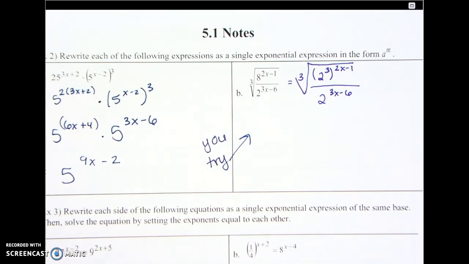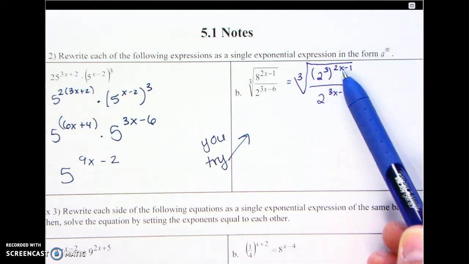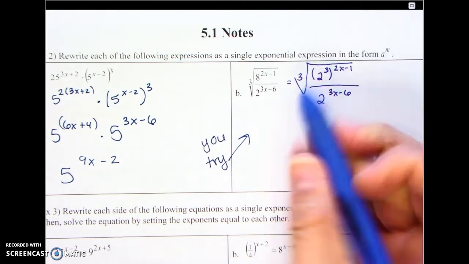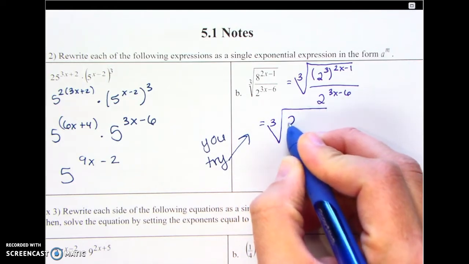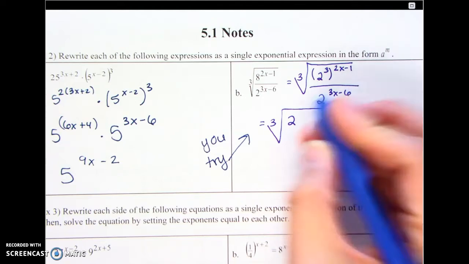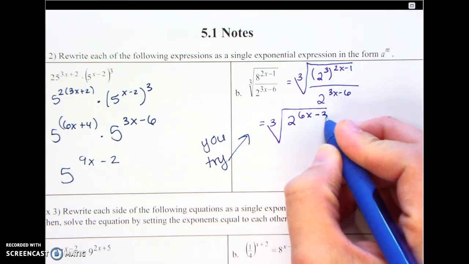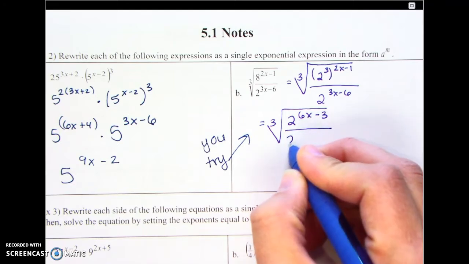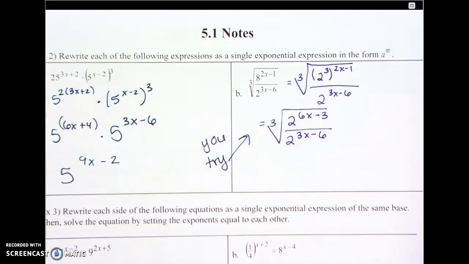So pretty much every time you do that, the next step is you're going to have to distribute that power that you just wrote down. So that power was 3. So we're going to distribute that 3 to the 2x minus 1. So let's see here. 3 times 2x is 6x, and then 3 times negative 1 is minus 3, all over 2 to the 3x minus 6. What was that step? We did 3 times 2x and 3 times negative 1.